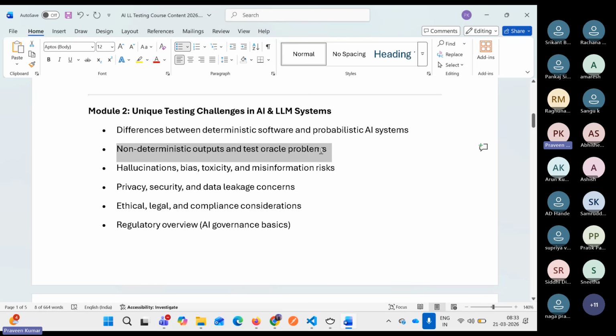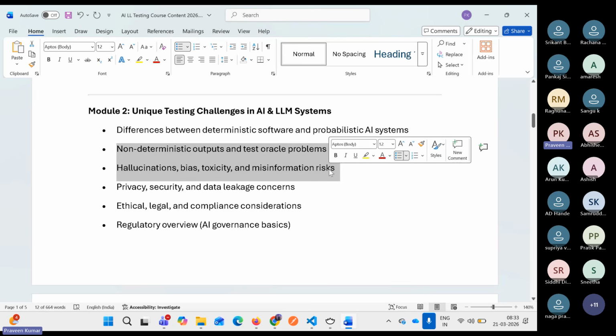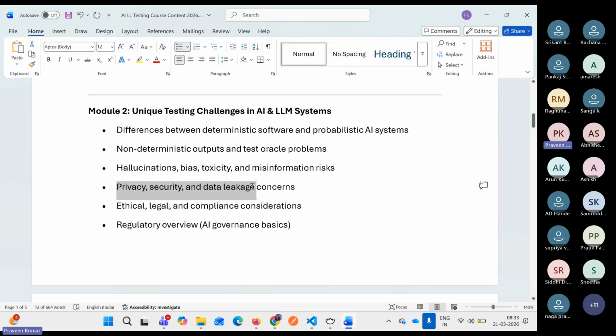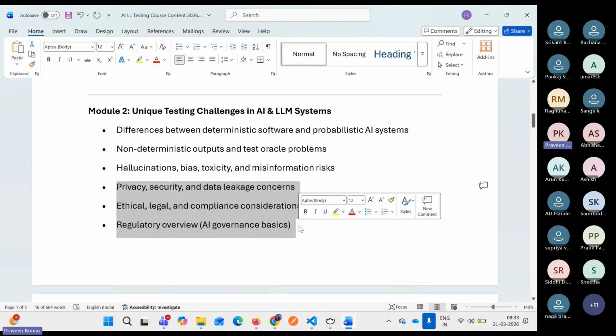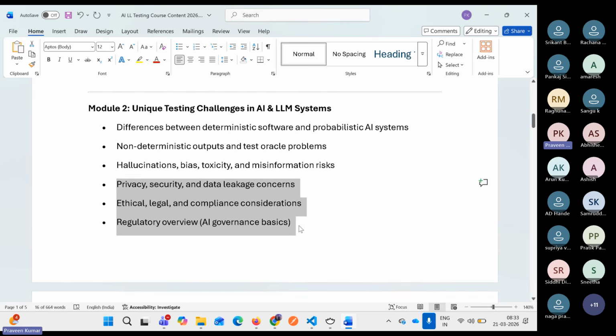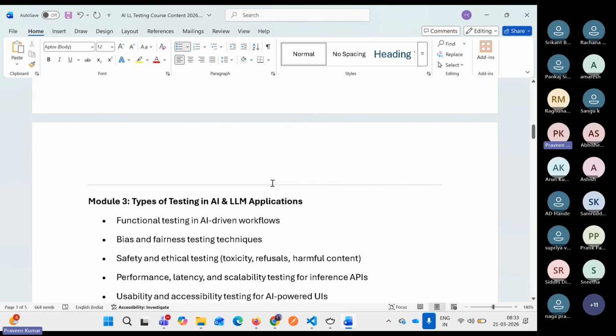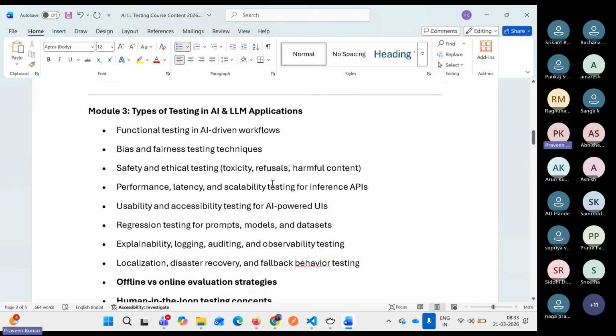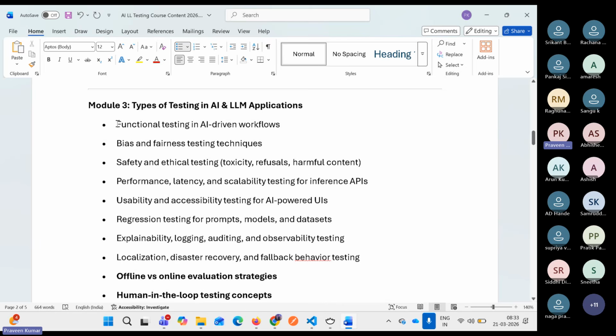Non-deterministic output, hallucination, bias, toxicity, misinformation risk. We'll go through and talk about these things. Privacy, security as a part of testing, and safety we'll talk about over here, and again different types of testing and different types of metrics which come as part of your validation in terms of LLM testing. Again, it comes as a part of the whole overall picture of LLM testing.